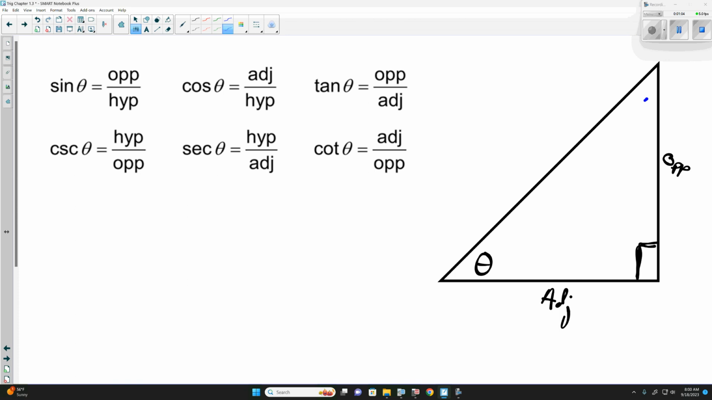Now, if we call this one here alpha, then this side would be the opposite and this side would be the adjacent. Because the adjacent and opposite sides are all dependent on which angle we're talking about. However, the hypotenuse will always be opposite the right angle. So it's kind of set in what it is.